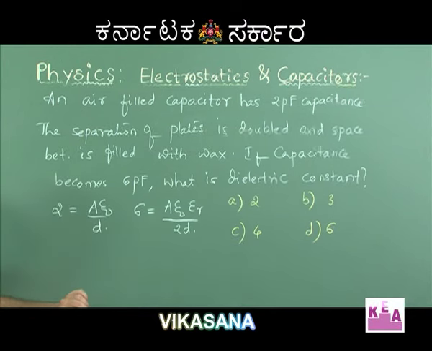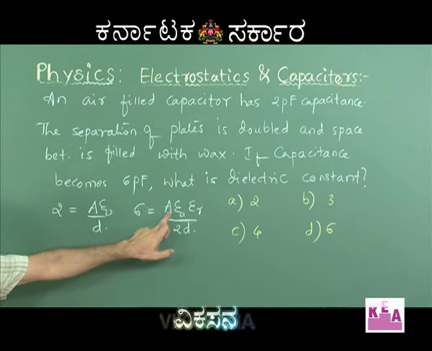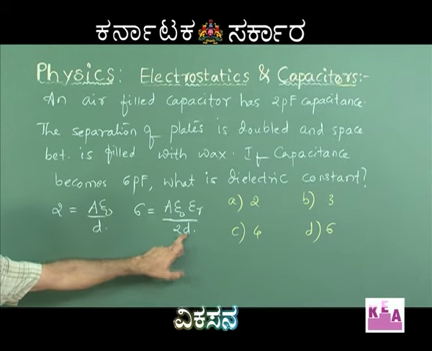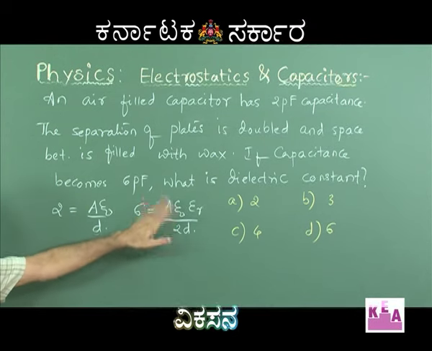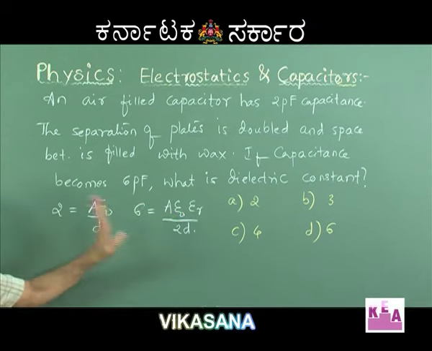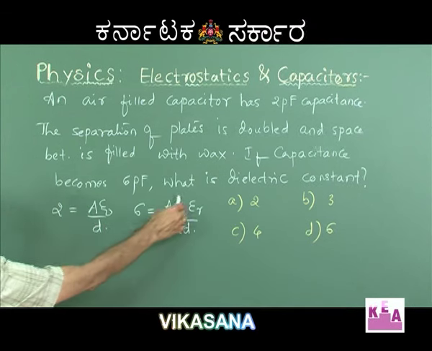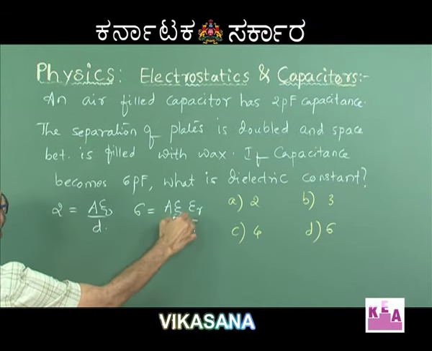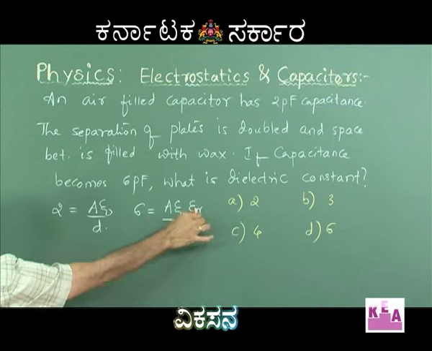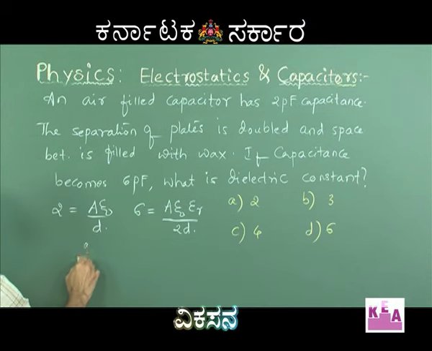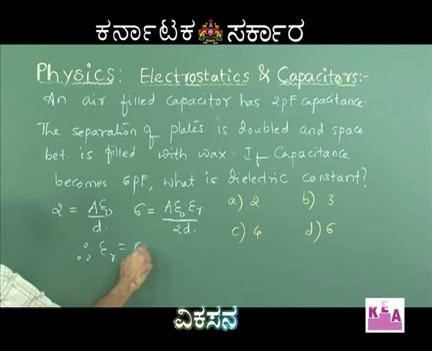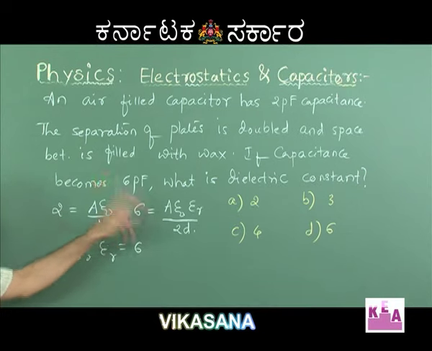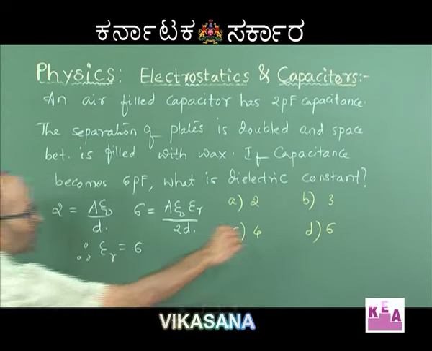This has also been given. Now, what I will do is, instead of A epsilon naught by D, I will substitute 2. So, 2 gets cancelled and you get epsilon r as 6. See, A epsilon naught by D is 2, so 2 by 2 gets cancelled and epsilon r will be 6. Therefore, the dielectric constant of that wax that you must have used should be 6, and that makes option D perfectly correct.